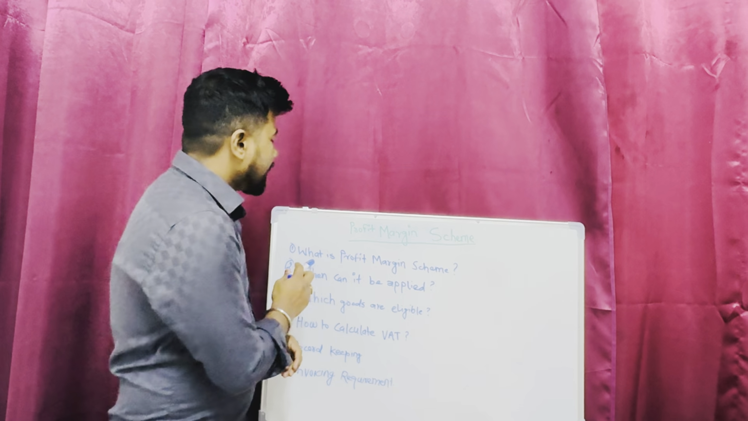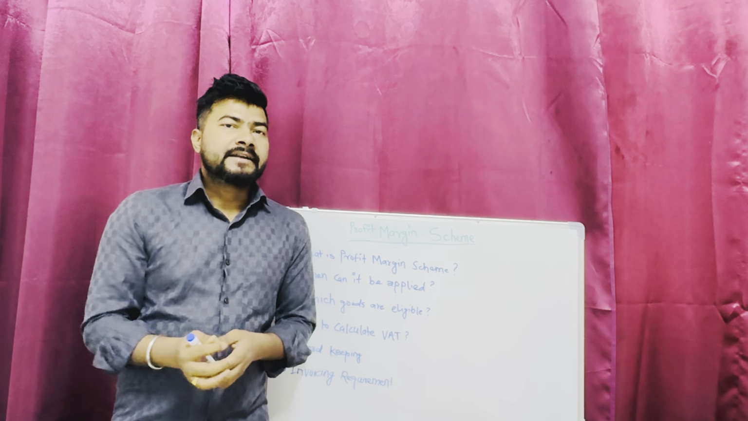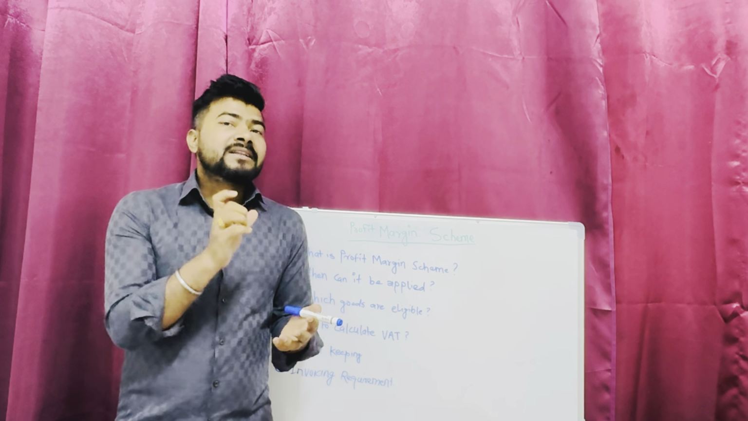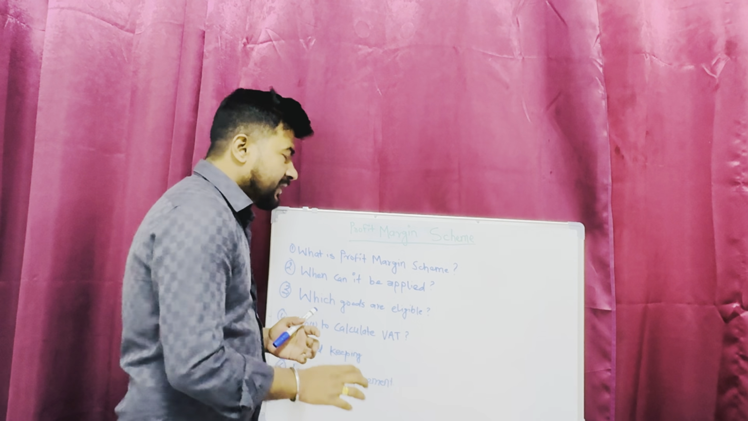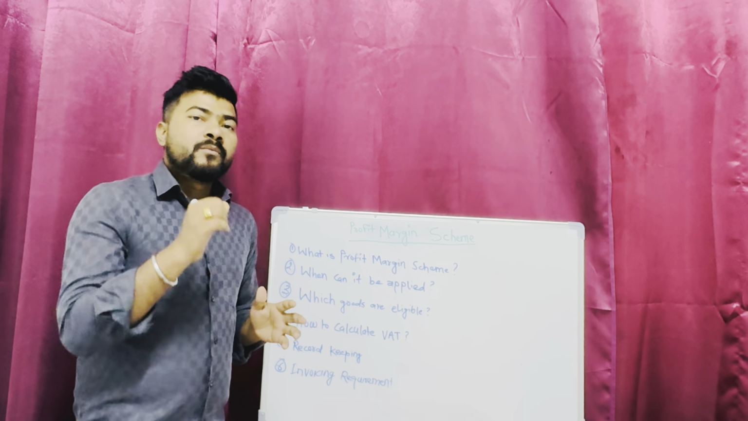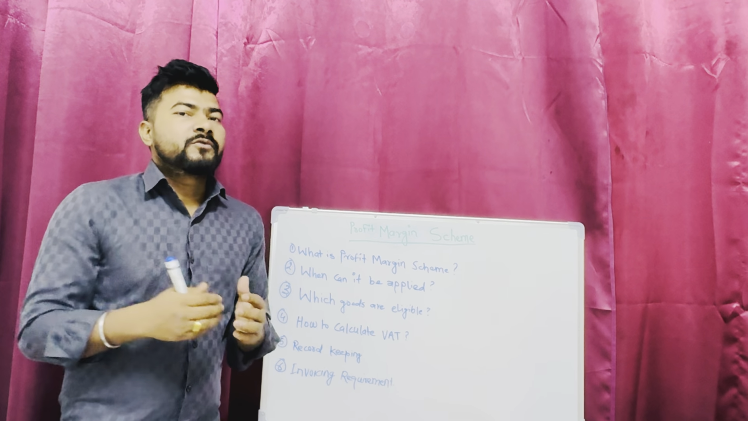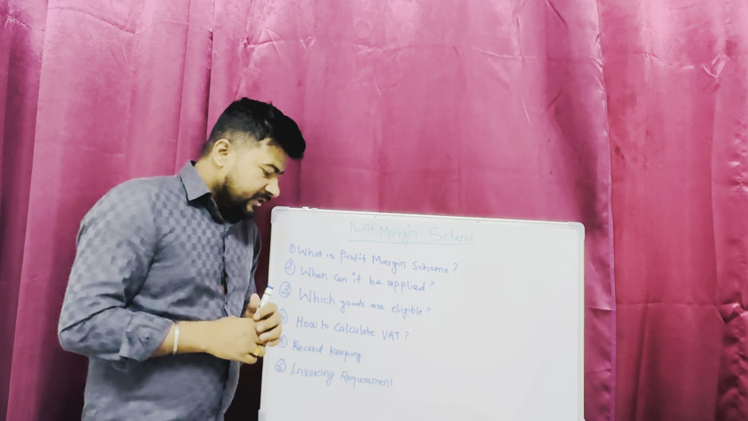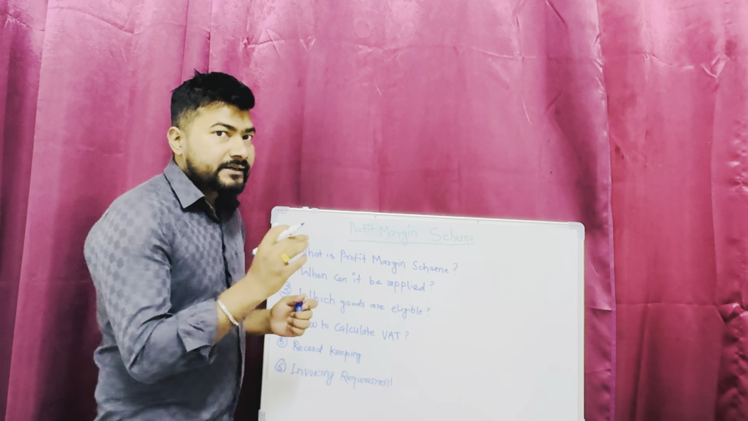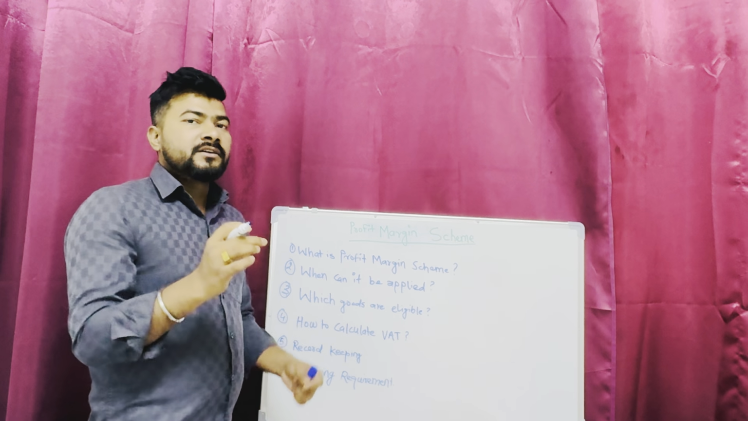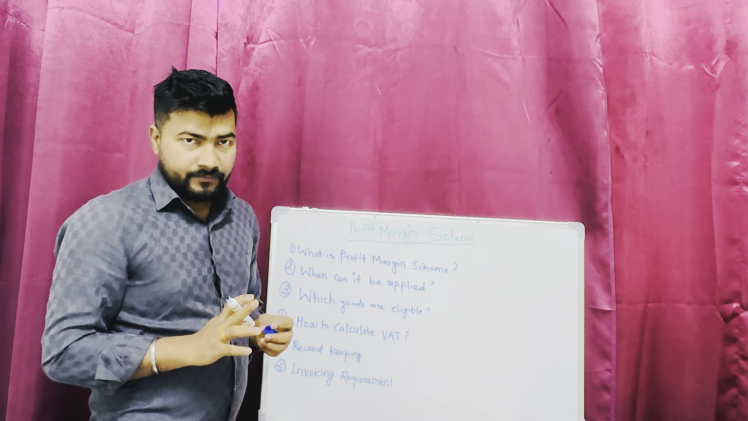First of all, what is profit margin scheme? As you may be aware, VAT is calculated on the total sales value. But under this scheme, you will charge VAT only on the profit margin. That means the amount which you earn from your customers. You don't need to pay tax on the total sales value; rather, you pay VAT only on the amount you earn from your customer by doing the business.